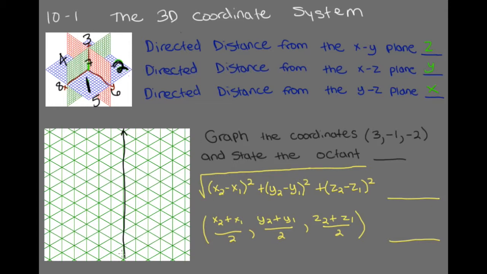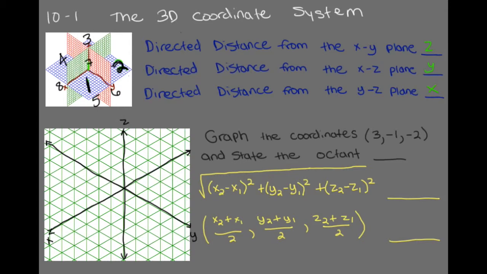We'll draw the z-axis here. We'll make this the x-axis. And then they all intersect at the origin. So this is going to be the y-axis. So this is positive x, positive y, and this is going to be z.